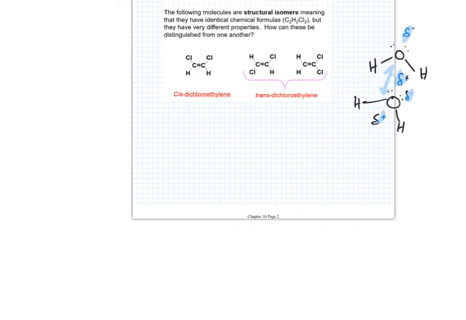So we can use that to our advantage, because things like the melting point and the boiling point are profoundly impacted by whether something is polar or not. The boiling point and melting point go way up if you have polar molecules compared to nonpolar molecules. So let's take a look at an example of a molecule called dichloroethylene. It has two carbons, two hydrogens, and two chlorines.